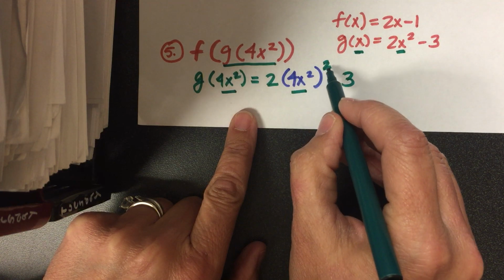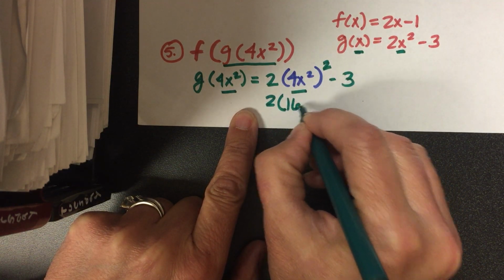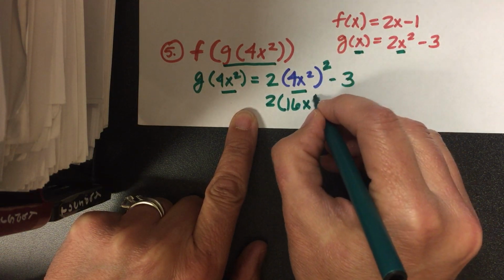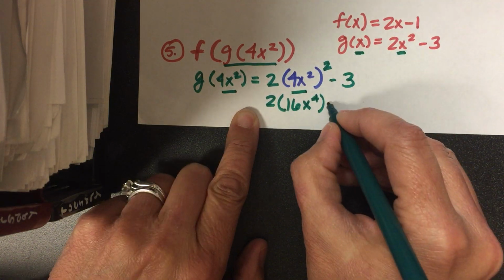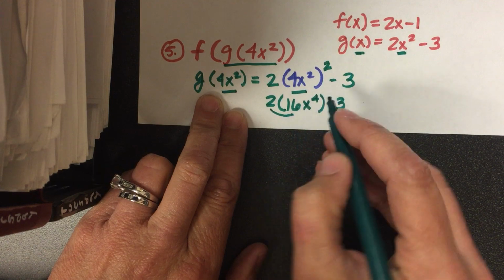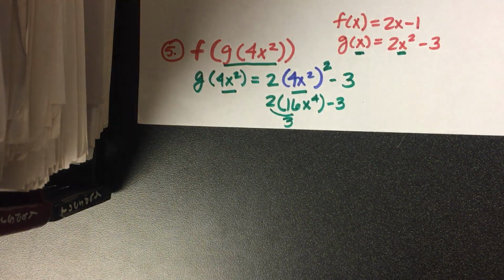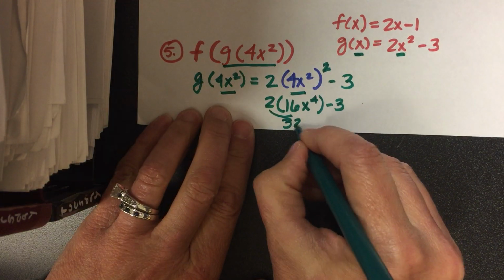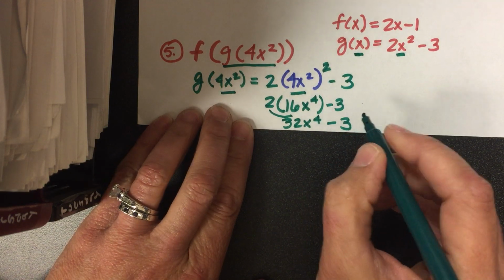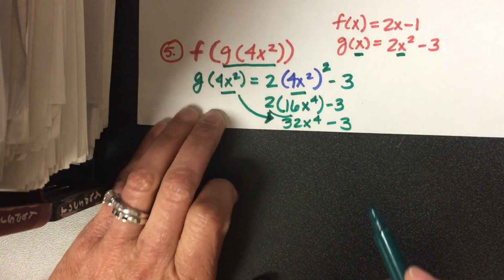4x squared to the second power. Remember, you square everything inside. So that becomes 16. Power raised to a power, you multiply the power, 16x to the 4th, minus 3. And then I can now distribute the 2. 2 times 16 is 32. 32x to the 4th minus 3. That is our first one. That is our g of 4x squared.